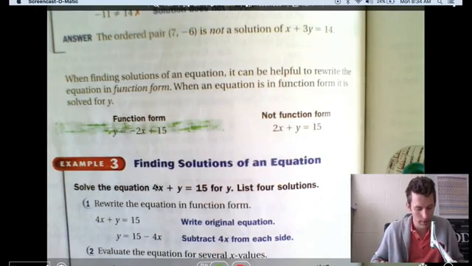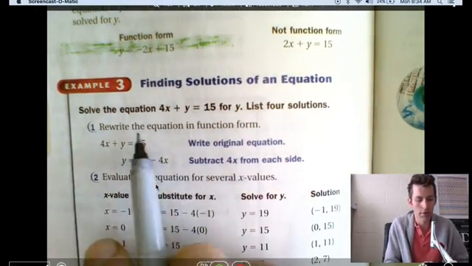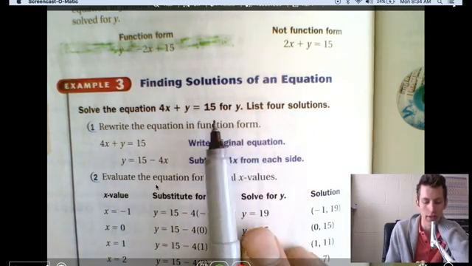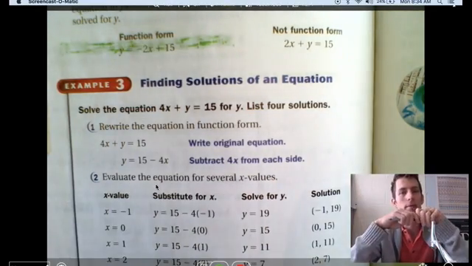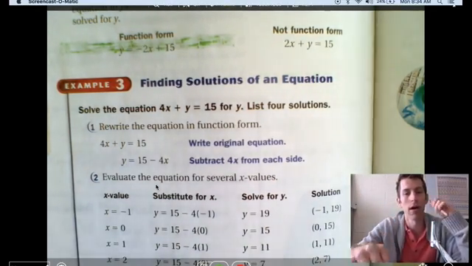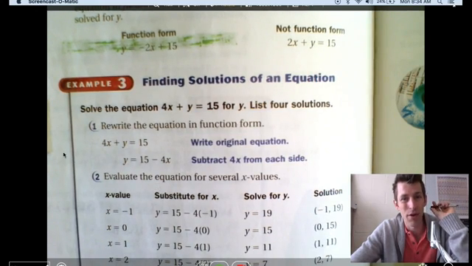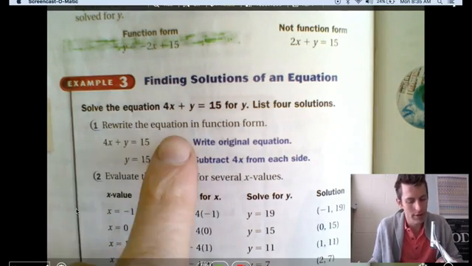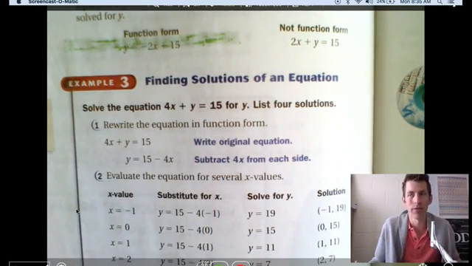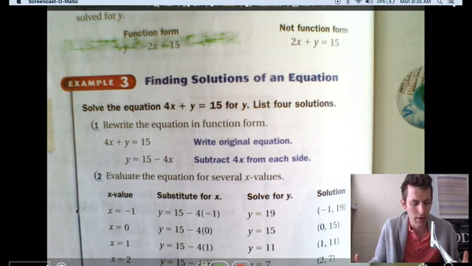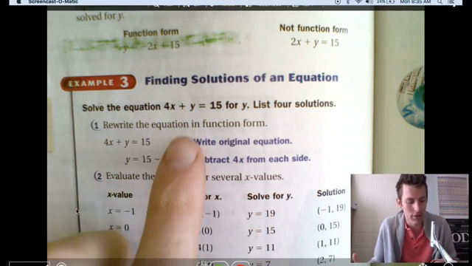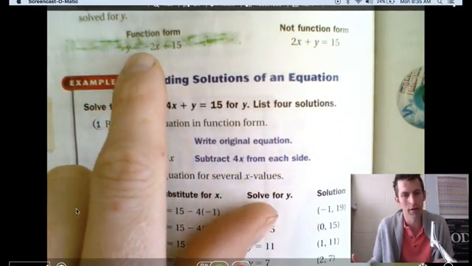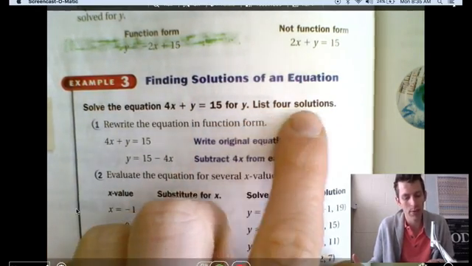So let's take a look at this example. Solve the equation for y. List 4 solutions. To solve for y, let's be clear about this. Solving for y means not to find out the number that y is, but to get y by itself. So here in this example, we're not trying to find what y equals, because y could be a number of different things, right? You could find lots of solutions to this. We're just trying to solve for y, meaning get y by itself, put it in function form. And then we're going to talk about solutions.